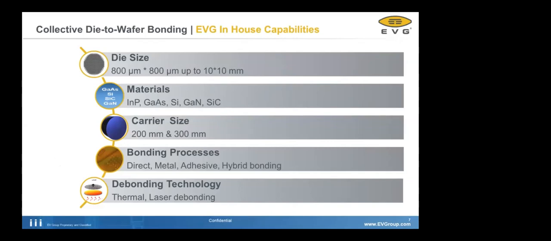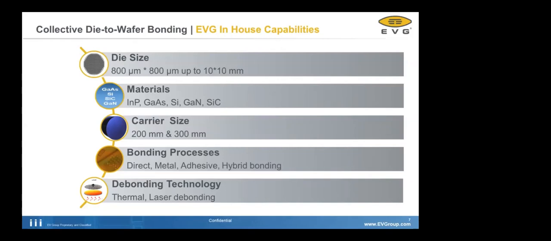For the bonding processes, we are using direct or fusion bonding. That's most of the time the starting point for compound semiconductor integration. However, what we have also proven is that it works with metal, for example gold or copper, adhesives such as BCB or any other permanent bond adhesive, and last but not least, also hybrid bonding.